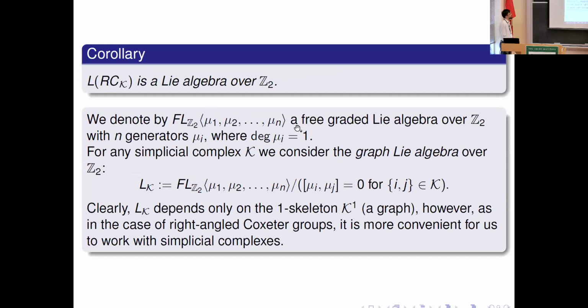For any simplicial complex K, we consider the graph Lie algebra over Z2 like this, with relations: the commutator of mu_i and mu_j equals 0 for edges from simplicial complex K. Clearly, L(K) depends only on the one-skeleton. However, as in the case of right-angled Coxeter groups, it is more convenient for us to work with the simplicial complex.